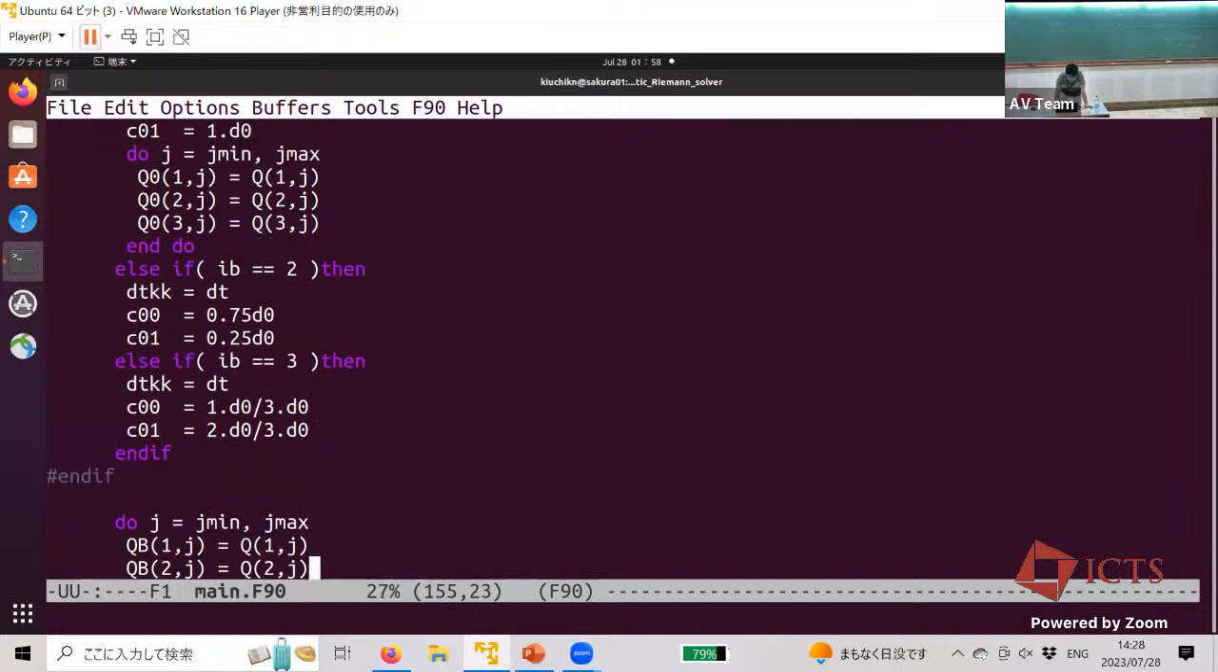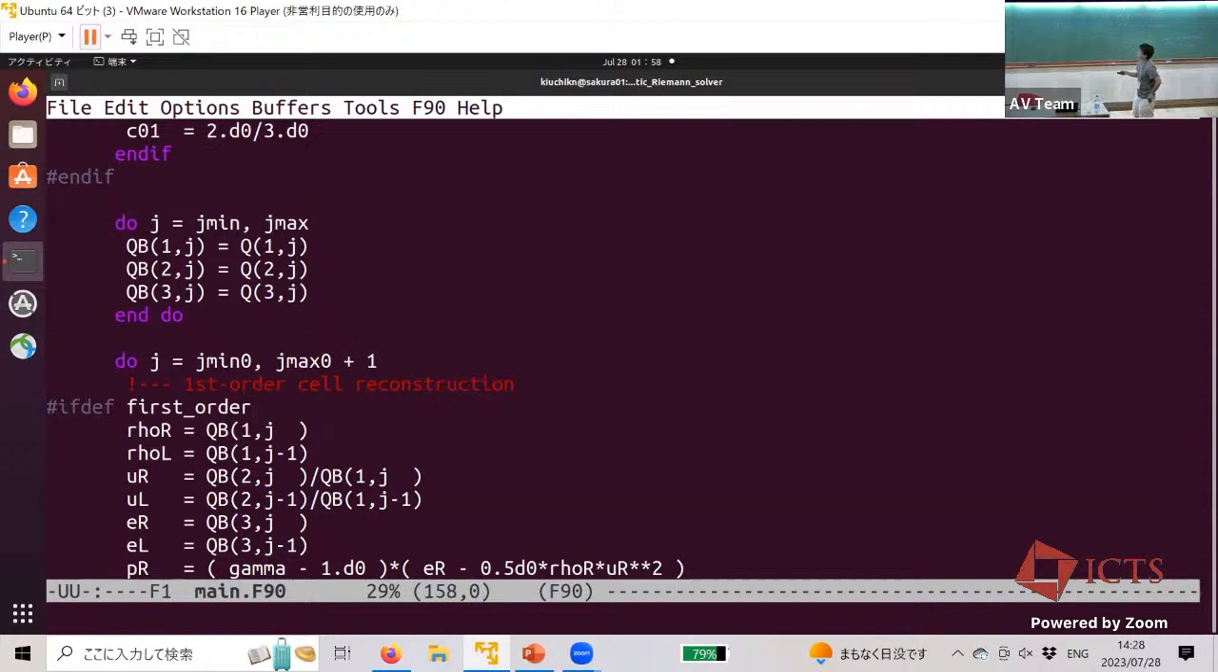I define the QB as an intermediate variable for the Q conserved quantities, and I just copy the QB in the current value at the first stage of the initial Runge-Kutta, from t n to n plus 1. The first stage is here, here to here. QB is just the condition in here, right? Then let's start by looking at the first order reconstruction.